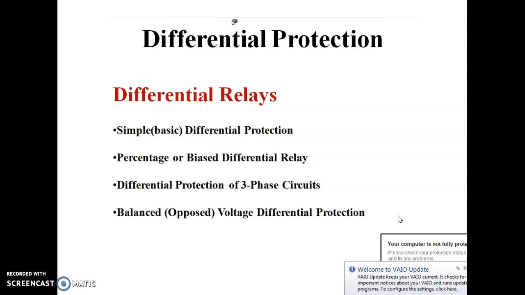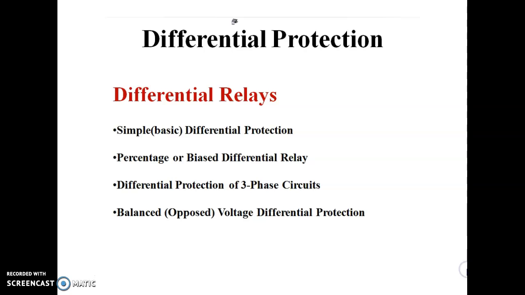Here in differential protection, we are going to discuss the types of differential relays. A differential relay is connected to the overcurrent relay, which operates when the phasor difference of currents at the two ends of the protected element exceeds a predetermined value. The types of differential relay are simple, basic, percentage or biased differential protection, or balanced, which we can also call opposed voltage differential protection.